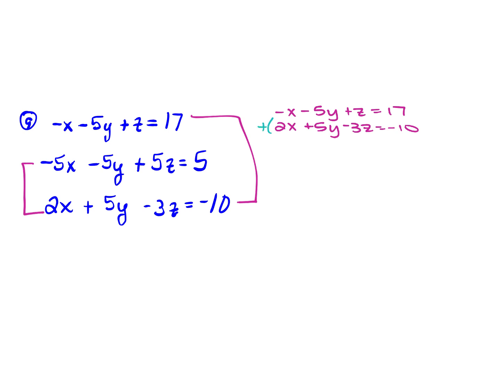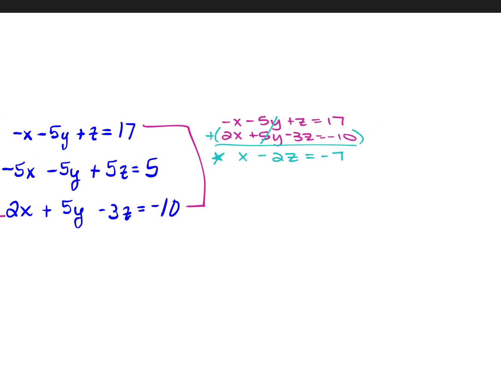So if I combine, this is going to give us x minus 2z is equal to negative 7. This is my new number 1, so keep that in mind. Find your new number 2 now using the middle and the bottom, because you didn't use the middle yet, so you have to use the middle.